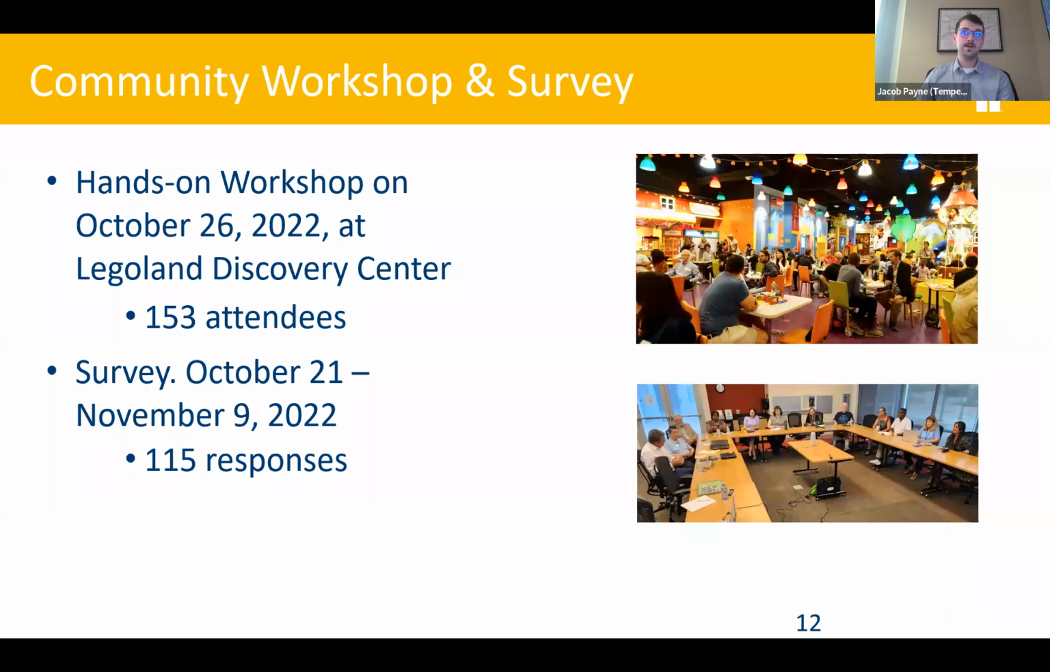Following that, we held our first public workshop for the general plan, which was at the Legoland Discovery Center at the Arizona Mills Mall. We wanted to do something engaging and interactive. So with the help of a consultant, we came up with the workshop where participants were using Legos and other small household items to build ideal models of Tempe. And then we had everybody share a bit about their model and discuss common themes, things that people thought made for a good city. So there were 153 attendees there.